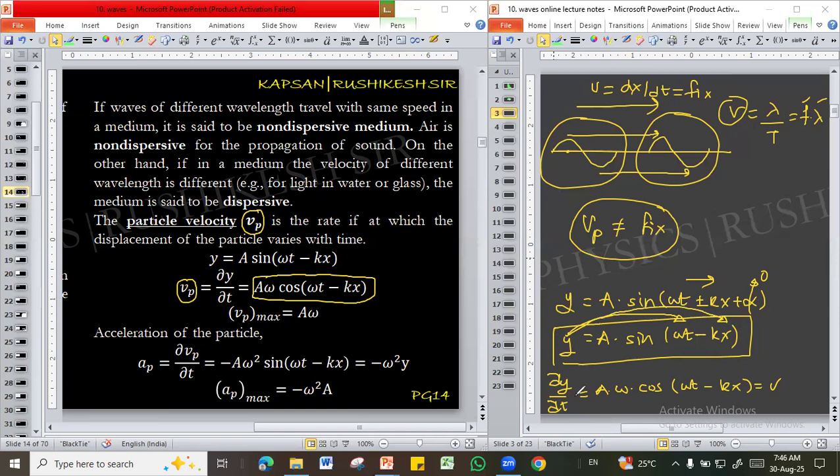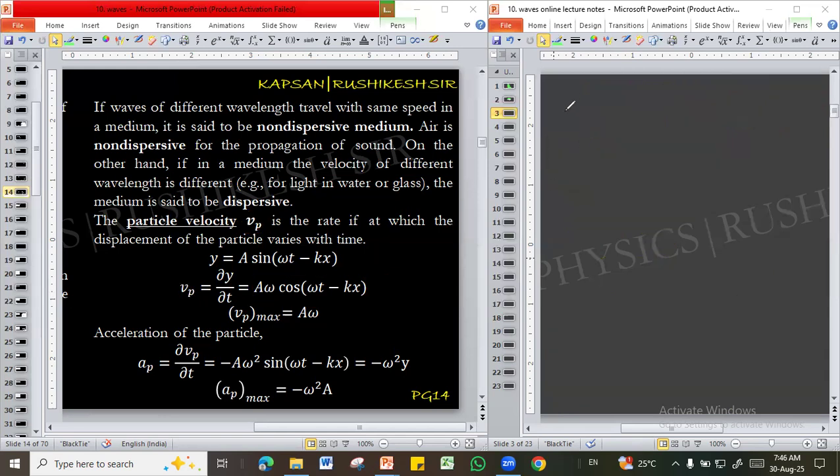Any doubt in this? How to calculate particle velocity? Any doubt in this? No. Okay, fine.